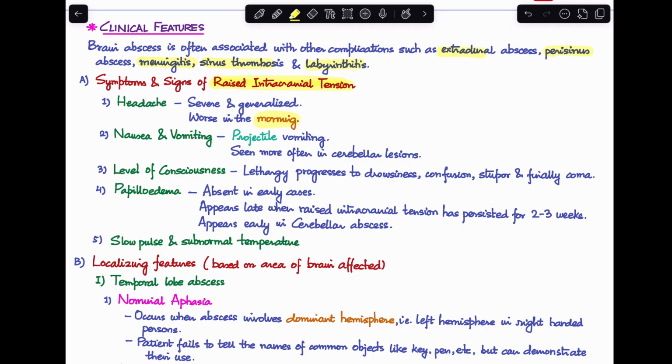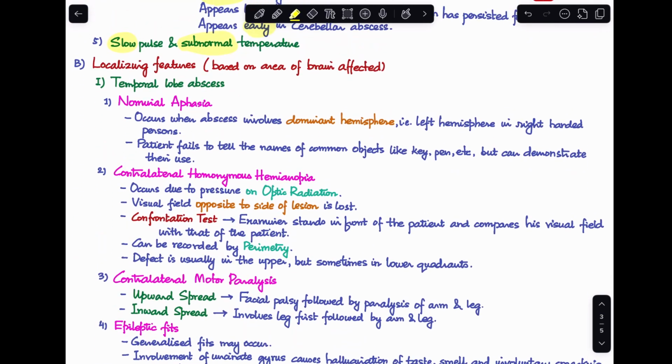Papilledema is also a feature of raised intracranial tension, but this is more of a late feature when the raised intracranial tension has persisted for 2 to 3 weeks. Papilledema has been seen to appear early in cerebellar abscesses. And last of all, we can see a slowed pulse and subnormal temperatures. So these are the symptoms and signs of raised intracranial tension. Now let's talk about the localizing features that we'll be seeing.